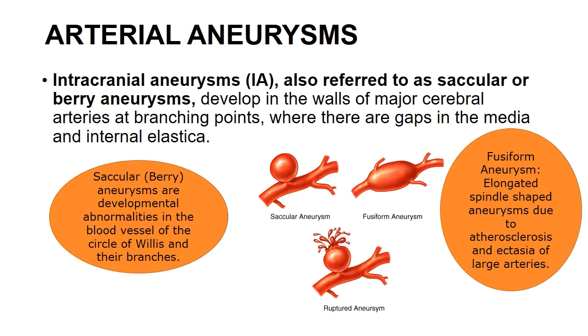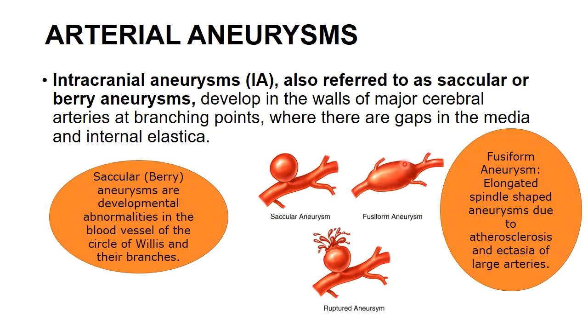Now coming to arterial aneurysms. Intracranial aneurysms are also referred to as saccular or Berry's aneurysms. This is the characteristic saccular aneurysm or Berry's aneurysm, which is nothing but a developmental defect in the blood vessel. Note, the blood vessels typically involved are the vessels of the circle of Willis and their branches. This particularly develops in the wall of the major cerebral arteries at their branching points, where there is a gap in the media and the internal elastica.